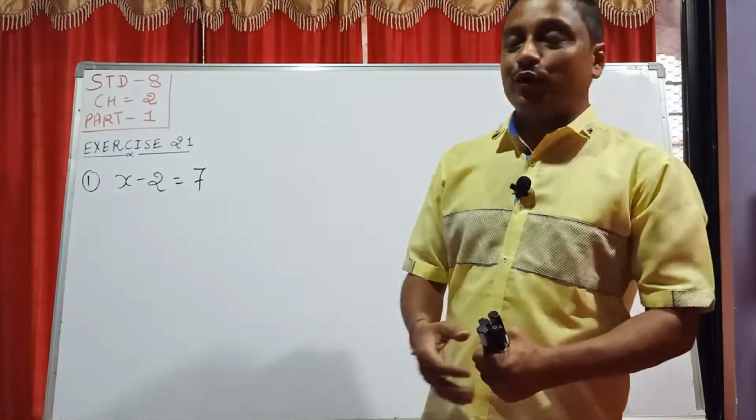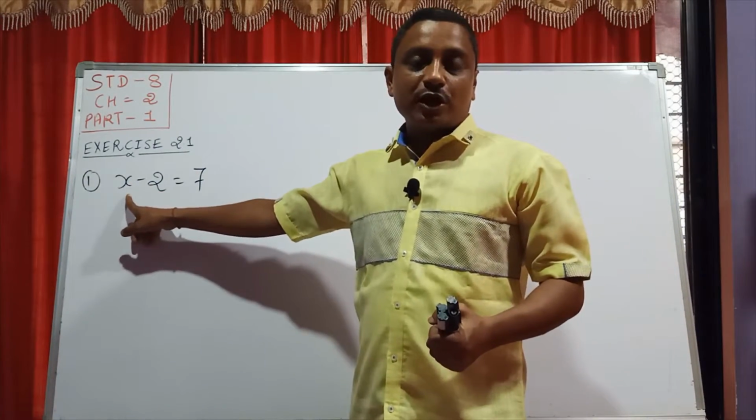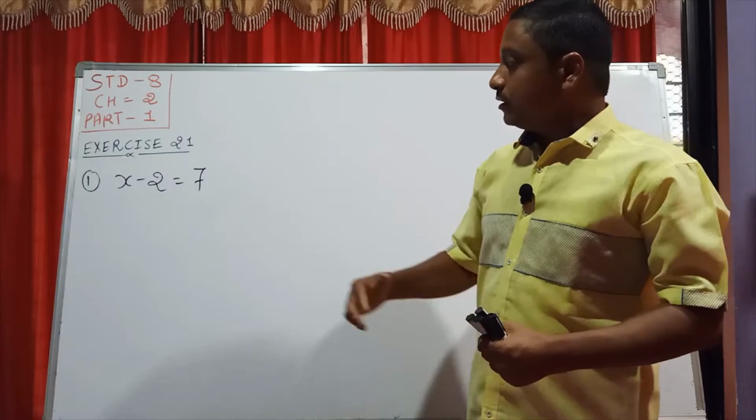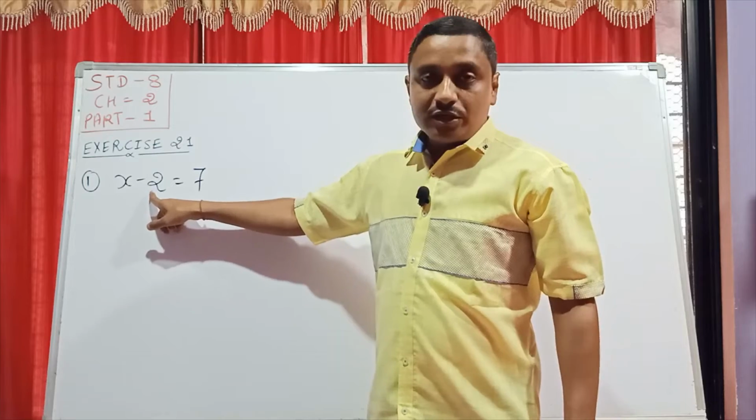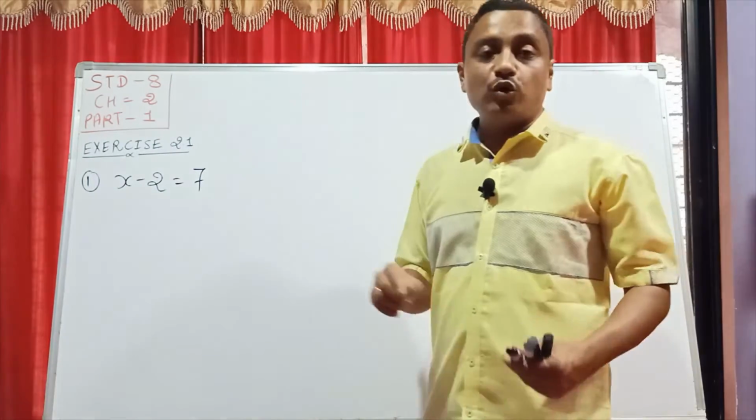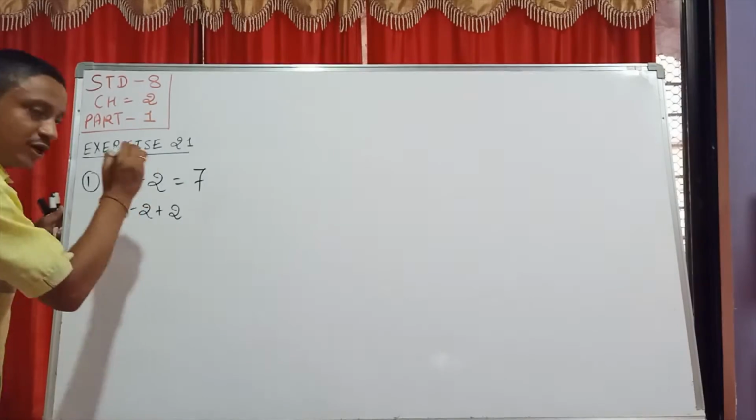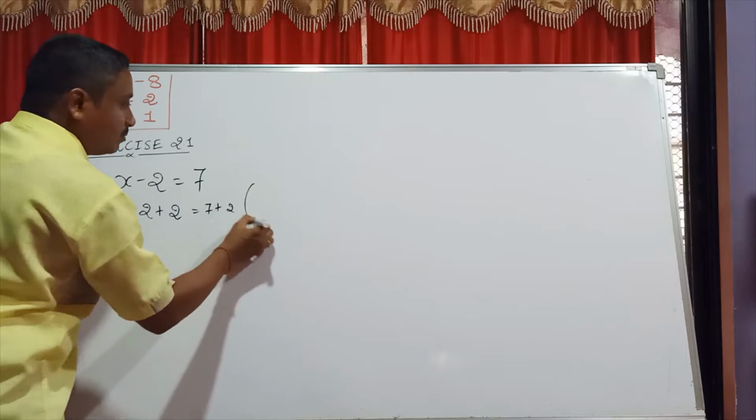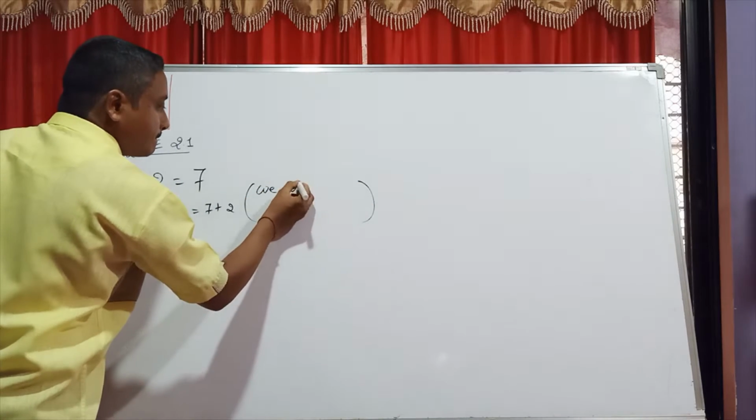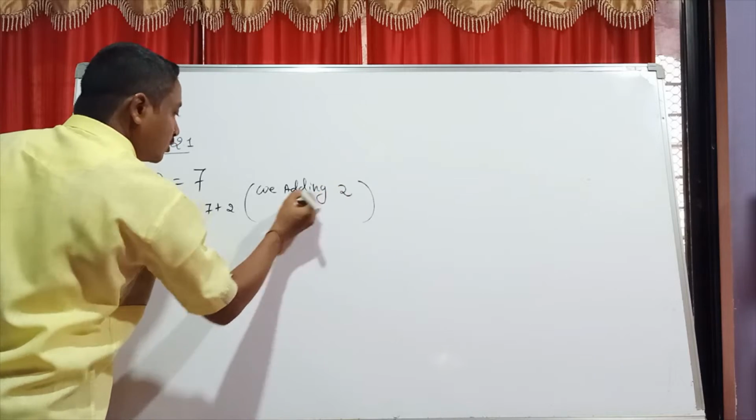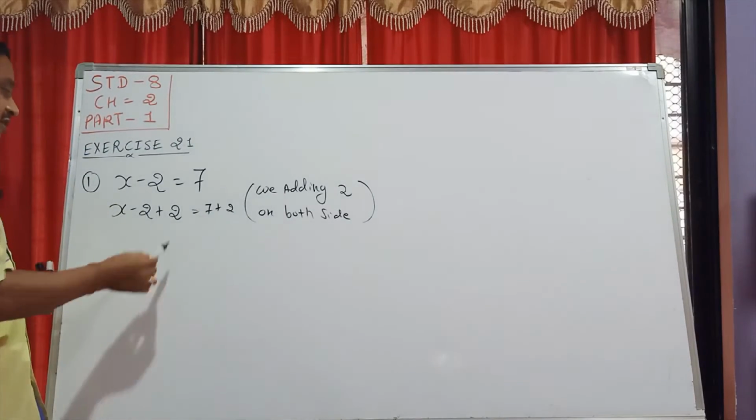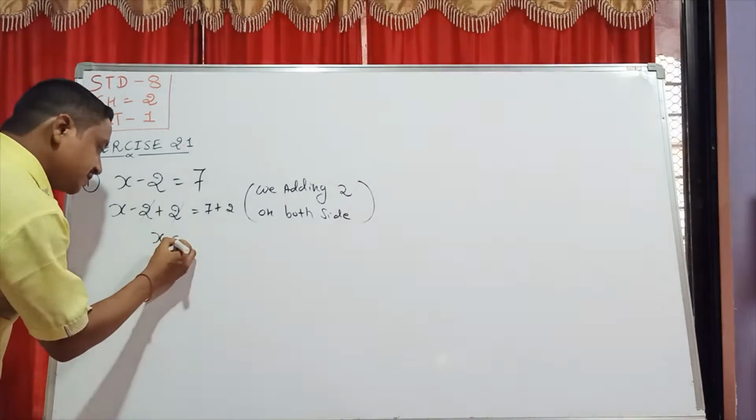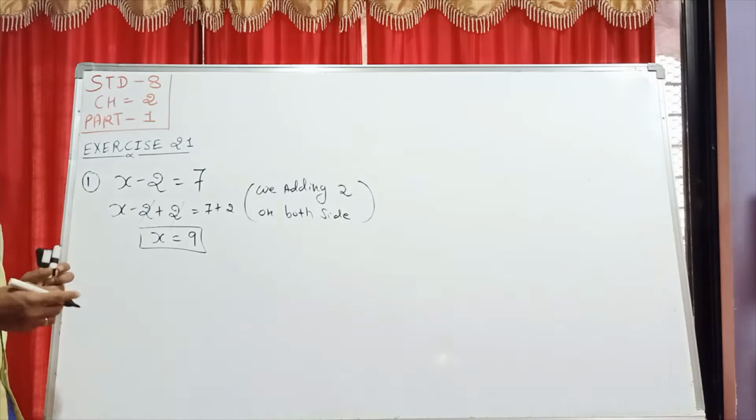Yes students, now I go to the exercise questions. First one, 2.1. Here I have x minus 2 is equal to 7. Yes students, first of all I remove this 2. It is given as minus 2, so I add 2 on both sides. Here you add 2 on both the sides. Simple, this 2 and this 2 cancel. You get x is equal to 9. And students, this numerical is easily done.